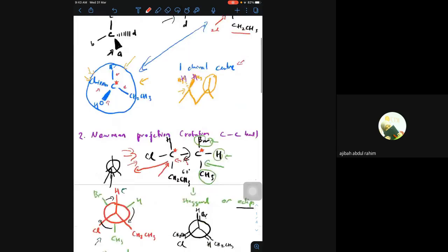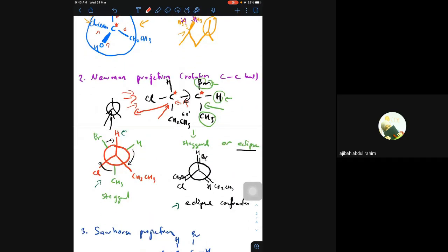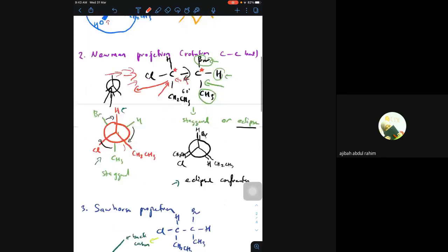And for the Newman, you can draw it in either staggered or eclipse conformation. Just draw the circle first and draw the front carbon, but with only three bonds, because the CC bond is not shown. You are viewing it directly from this side, and depending on whether it is staggered or eclipse, you draw the back carbon accordingly, with the atoms and groups of atoms.